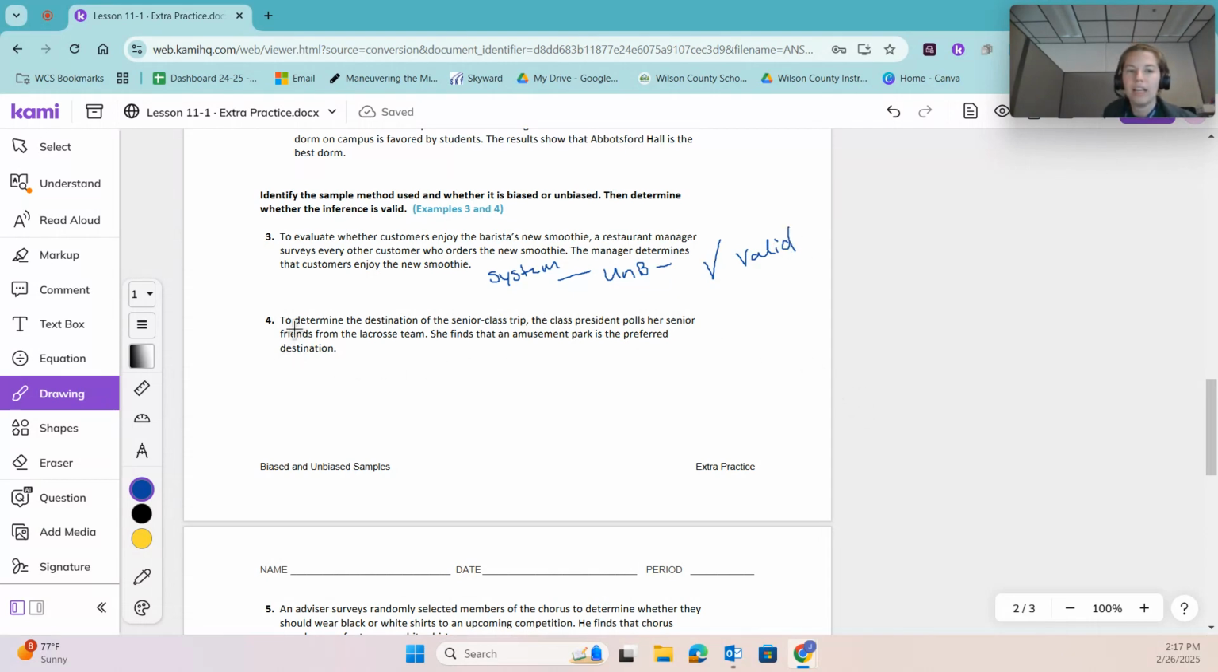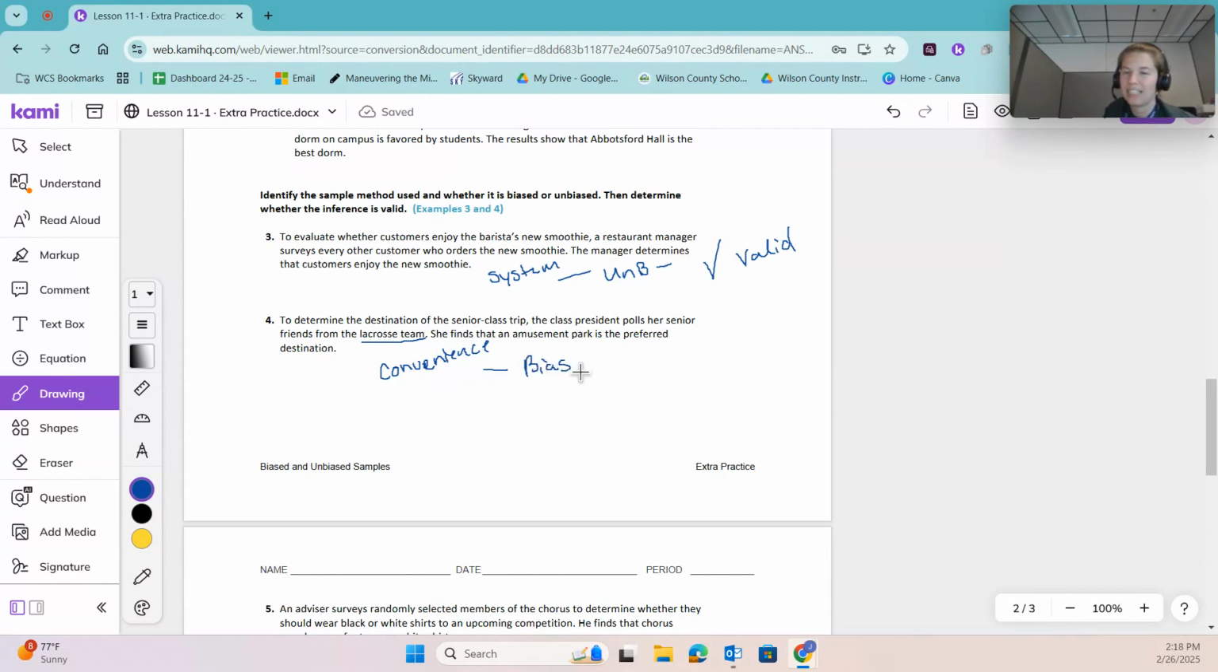To determine the destination of senior class trips, the class president pulls her senior friends from the lacrosse team. She finds an amusement park that is the preferred destination. So she's a senior, it's a senior class trip, and she only asks the lacrosse team. So this is a convenience sample, because she's just asking the people that are closest to her that are on her team. So this is bias.